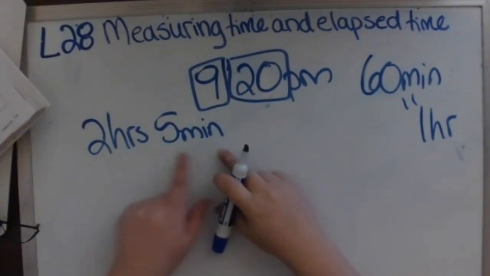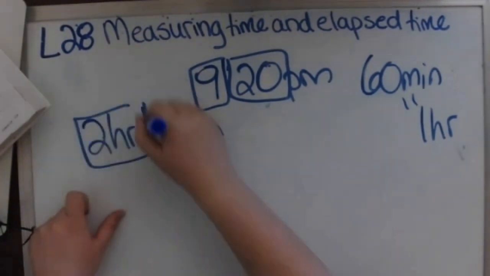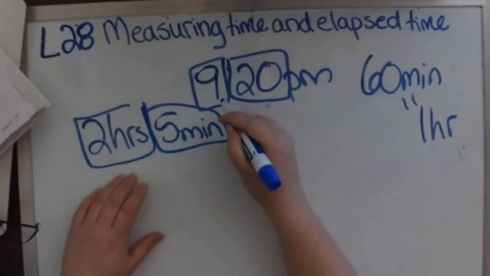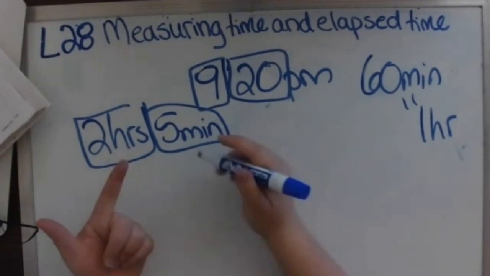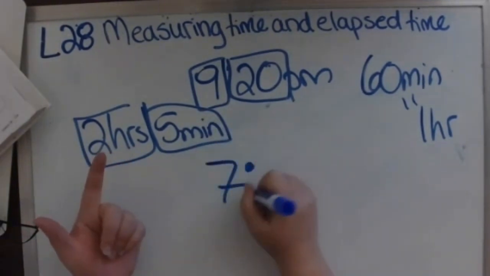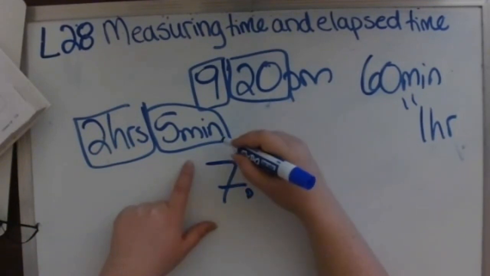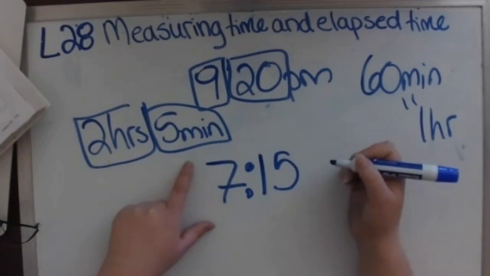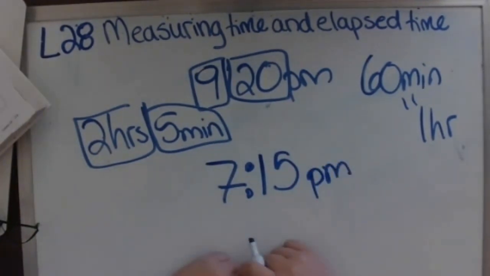So what we want to do is, we're going to chunk this, hours and minutes. So 2 hours, 2 take away 9, because we need to go back 2 hours. So 9 take away 2 is 7. So we're starting the movie at 7 something. 20 take away 5 is 15. So the movie started at 7:15 p.m.